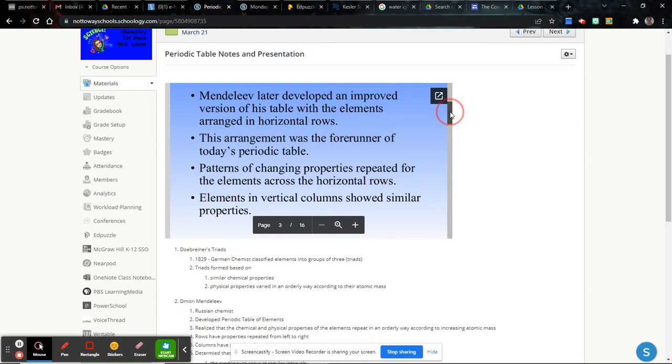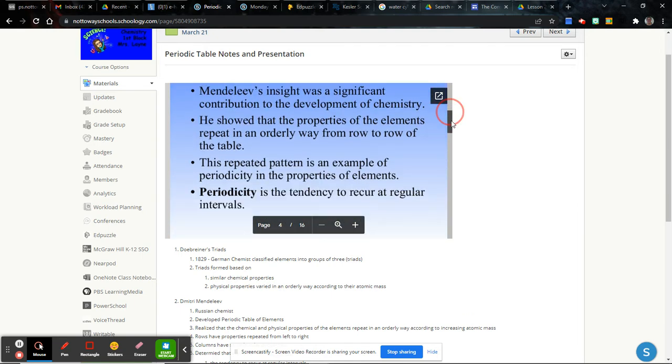Now, these observations led to a lot of wonderful things happening. Mendeleev is credited with having a very significant development to chemistry. This is because when he showed that the properties of the elements repeat in an orderly way from row to row, he realized that there was a periodicity. And a periodicity is a tendency of things to happen at a regular interval. The moon has periodicity. The tides have periodicity. Seasons are periodicity. All right.